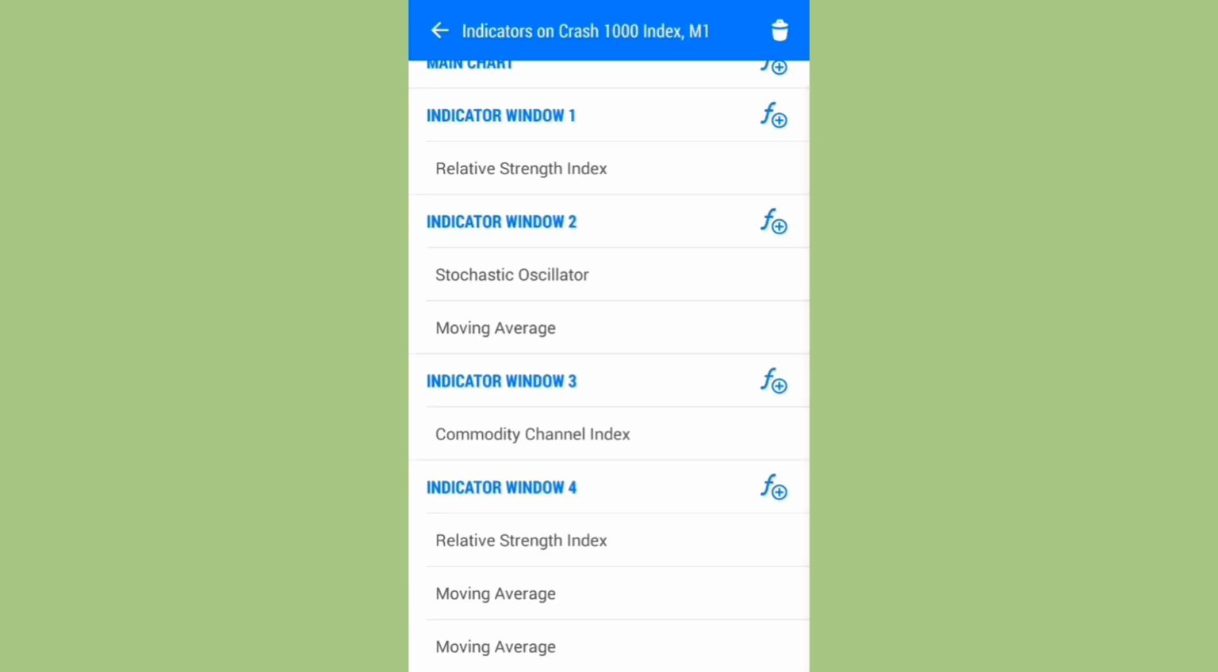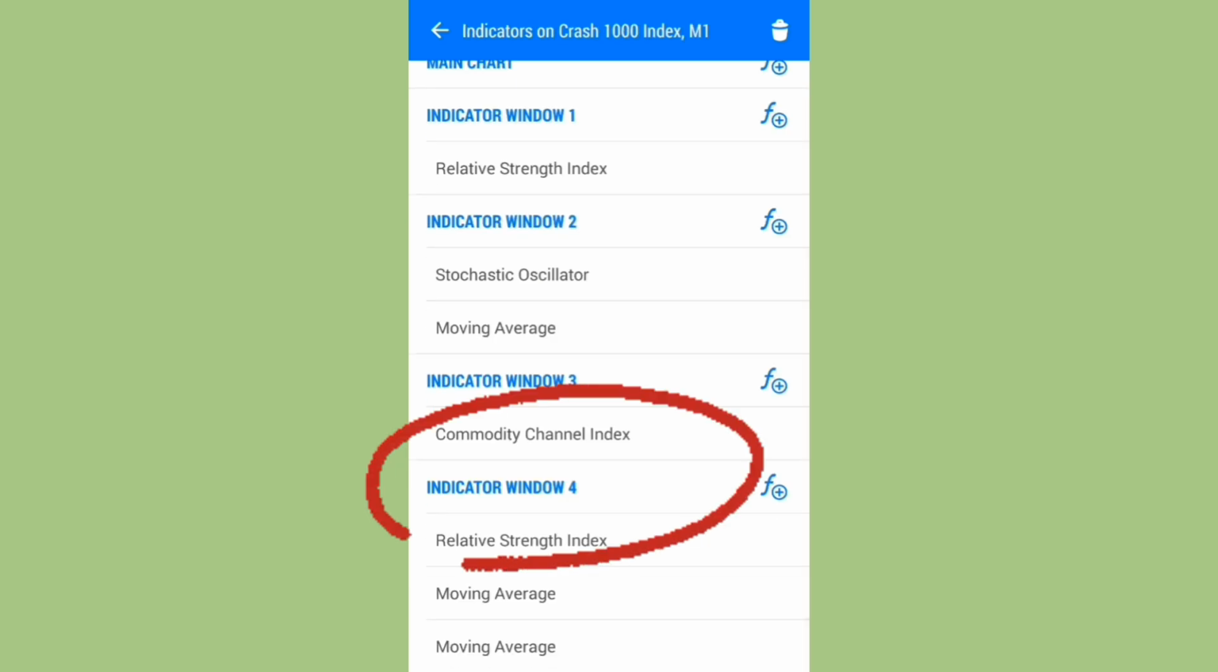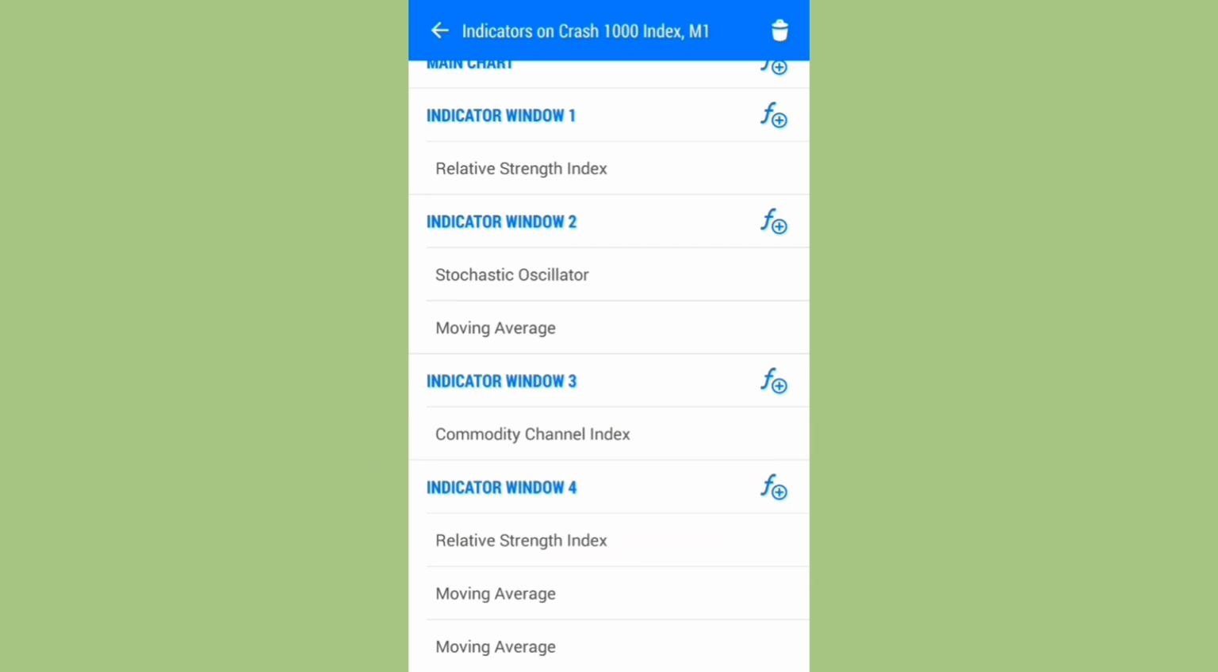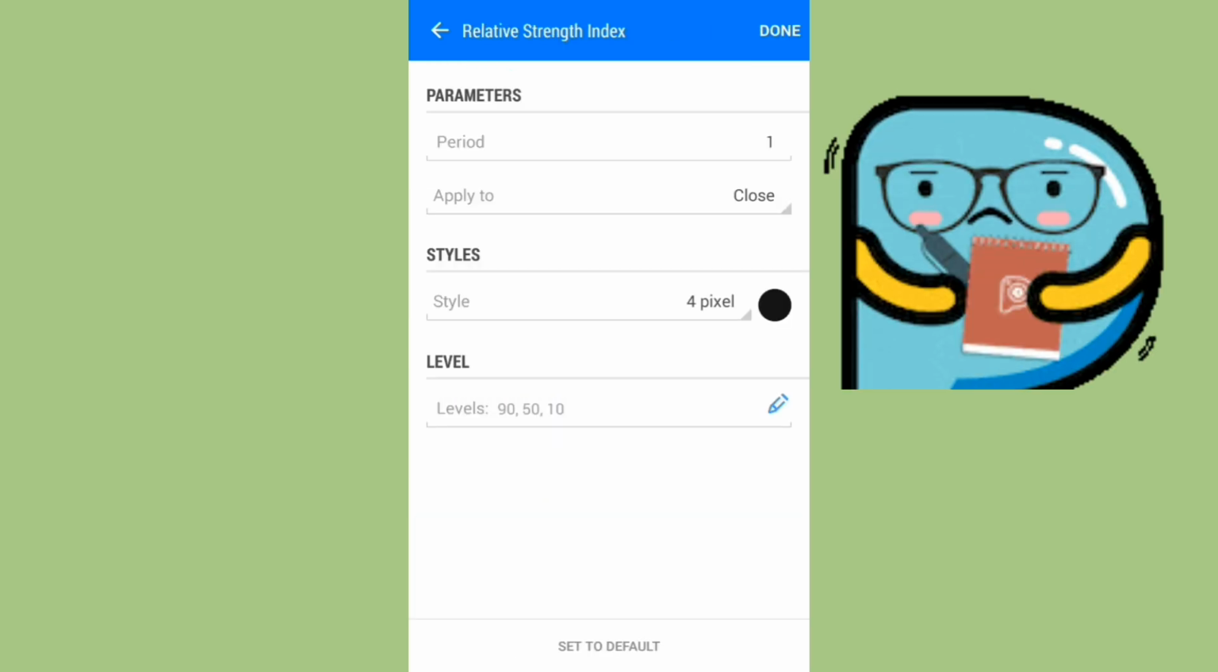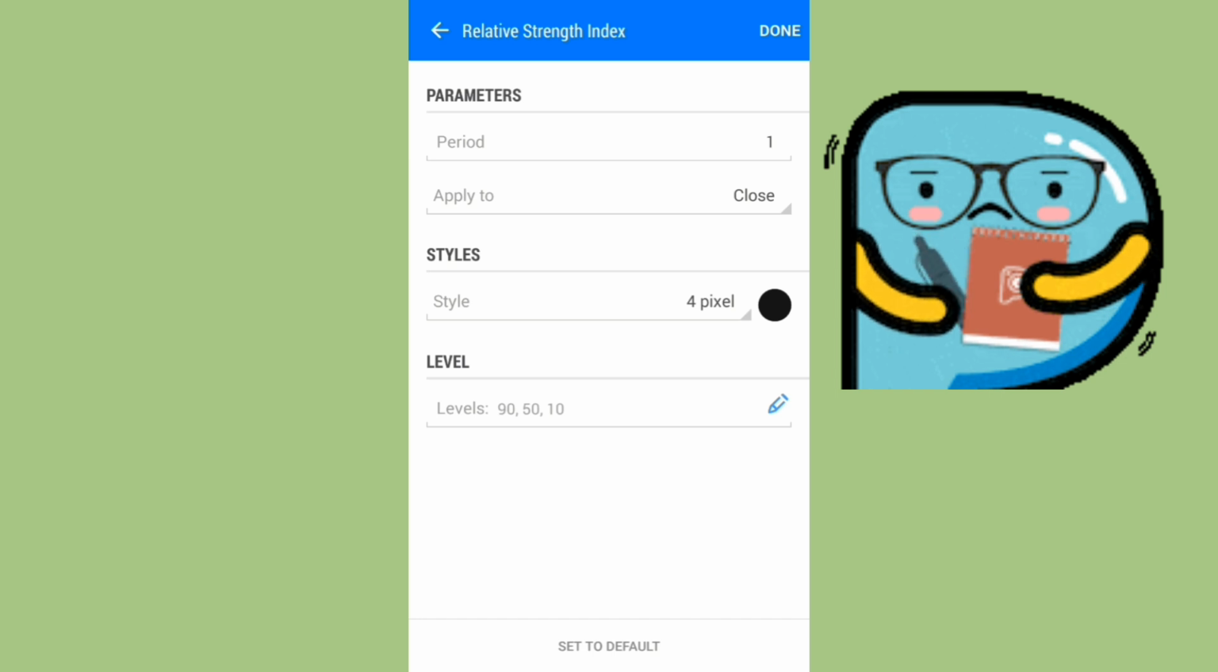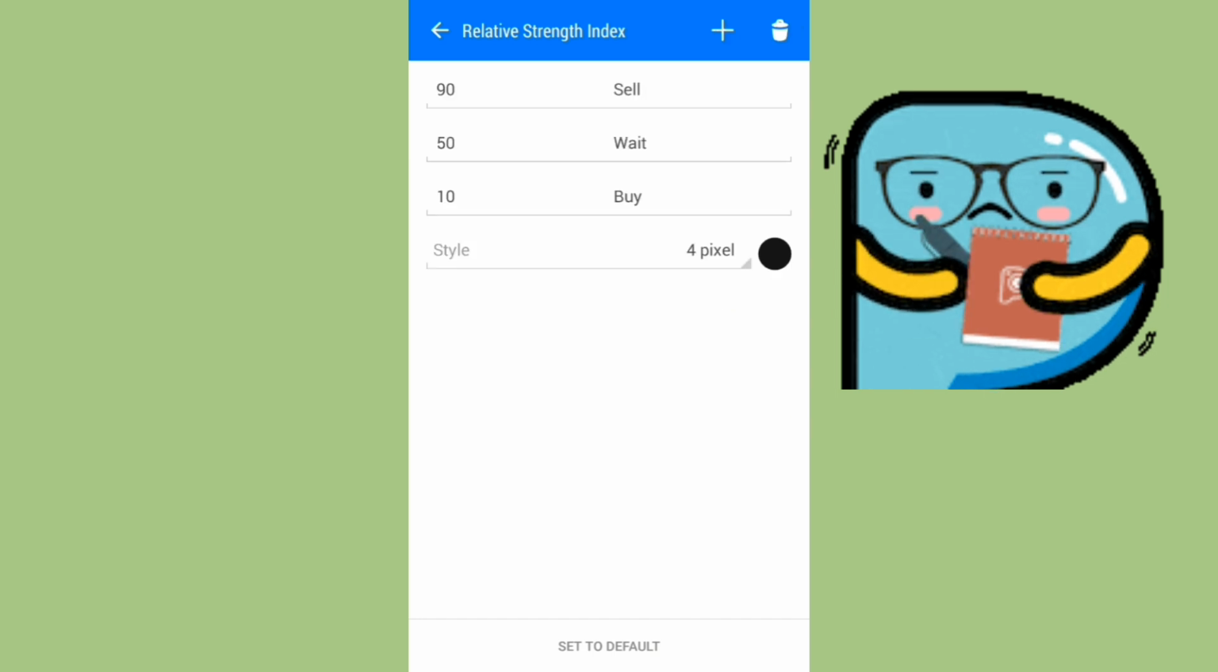The last indicators to add are found on indicator window number 4. The first indicator to add is the relative strength index with the following parameters: period 1, apply to close, style 4 pixel, and the color is black. Levels are 90 as a sell, 50 as a wait zone, and lastly 10 as a buy.